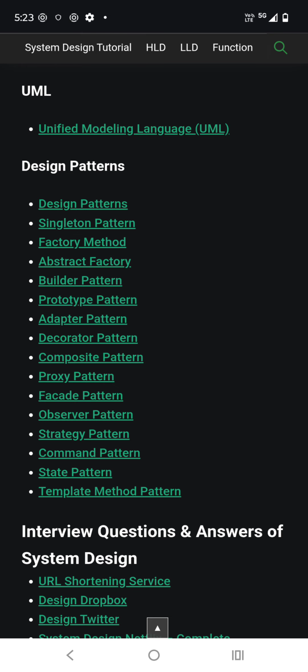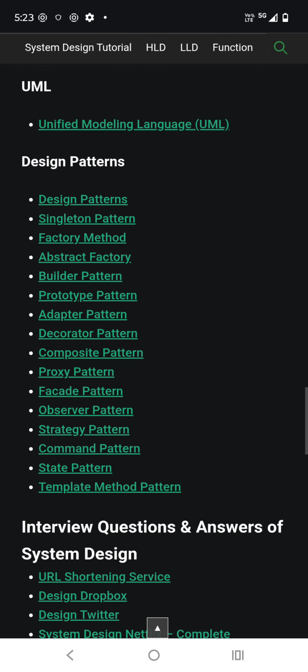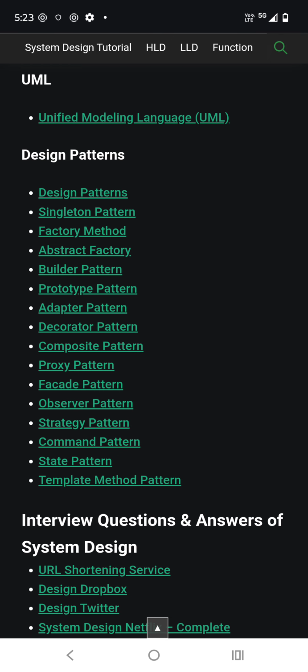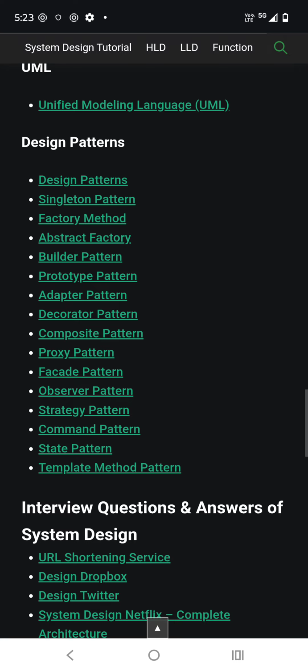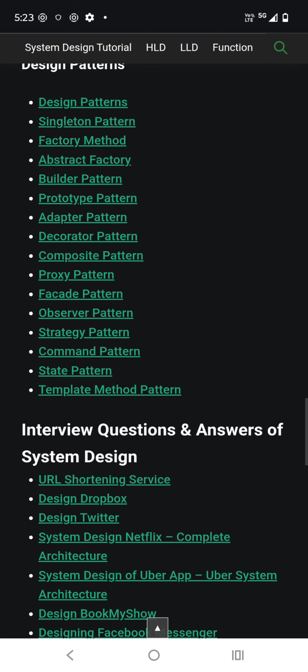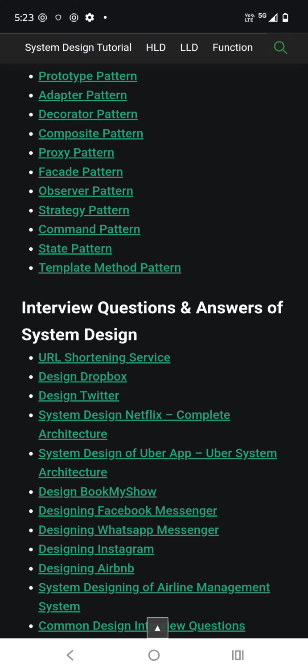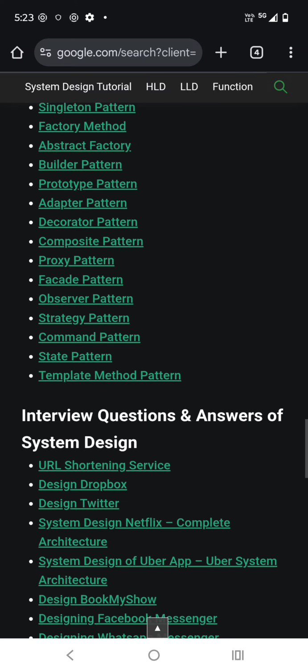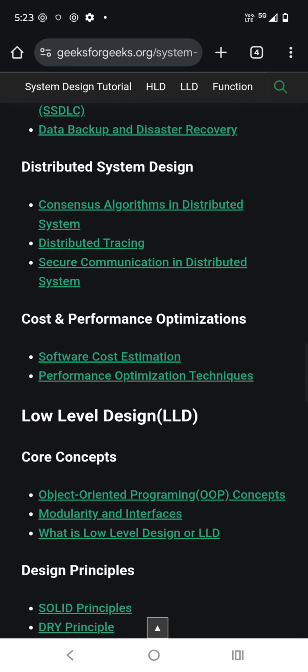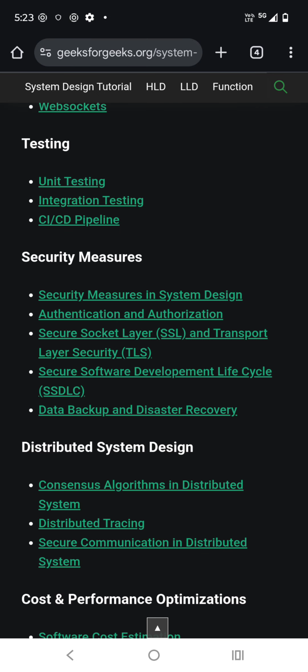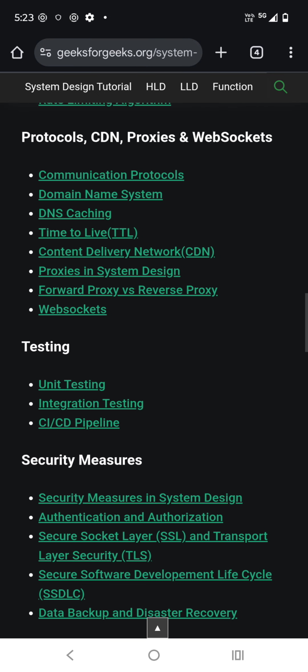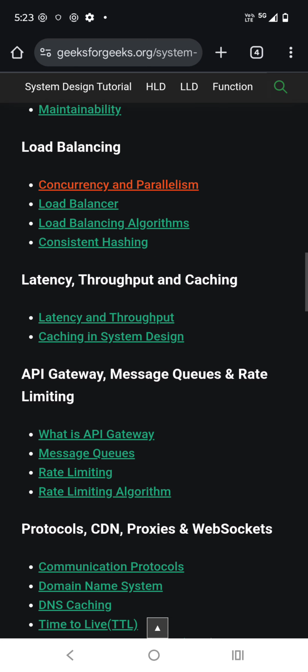Adapter pattern also. If two different systems are there, we need an adapter to make them sync, right? We need an adapter. So many design patterns are there. So if we have basic info about these, we can build a very good system.